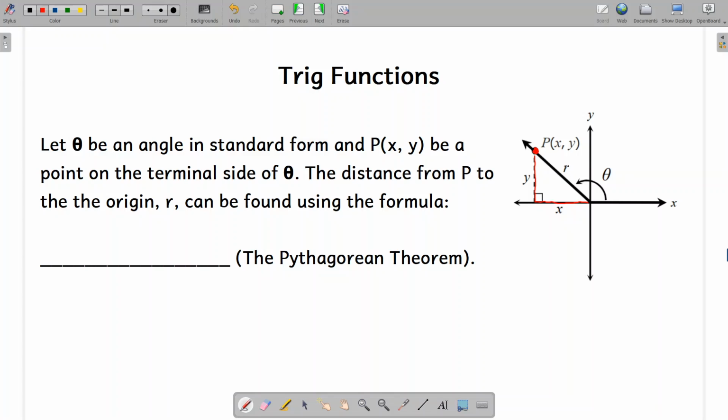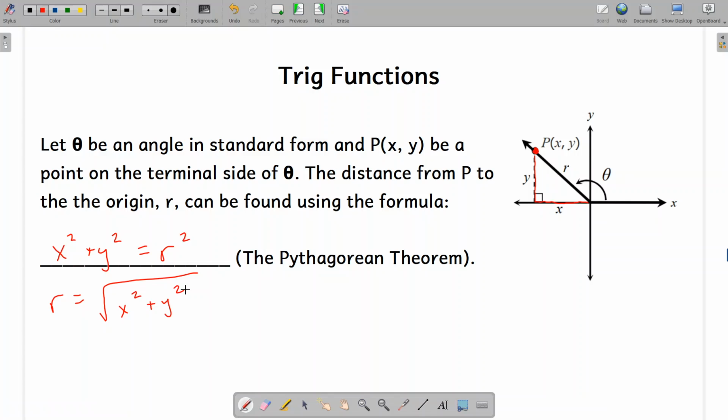So r is serving as the distance from the origin to point P, but really we have a right triangle here, so it's really just x squared plus y squared equals r squared. Okay, and that means that r must be equal to the square root of x squared plus y squared. So we can calculate that distance pretty easily, and this is going to lead to something called the unit circle. It's something that we'll see in Algebra 2.